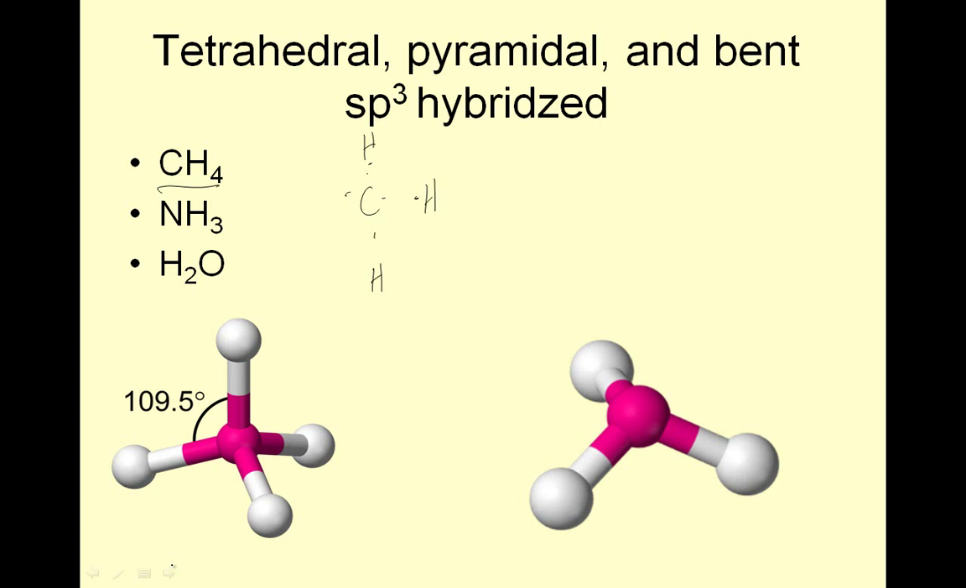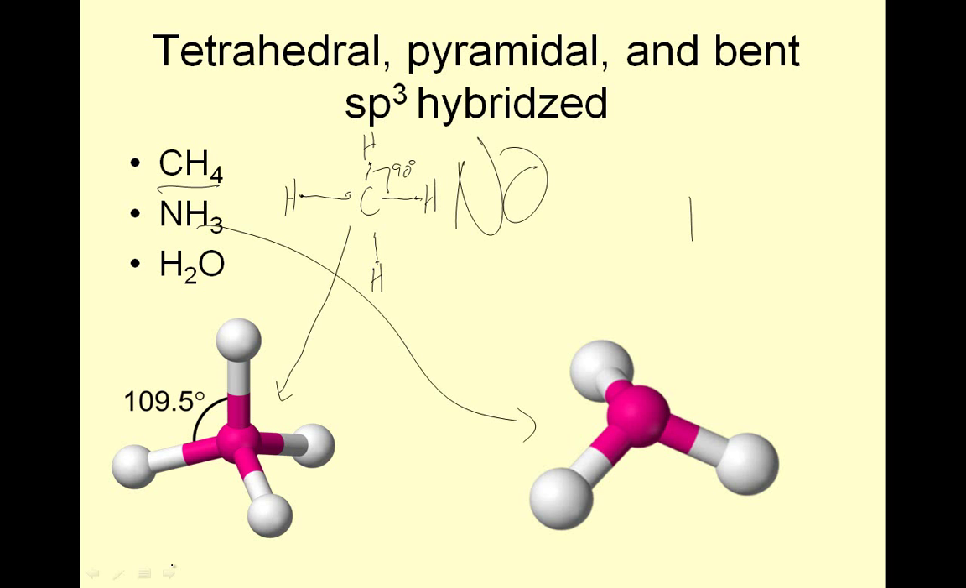Now, SP3 hybridized means that I have 4 regions of negativity. Connect the dots. 4 regions. Notice my regions here are 4 bonds. That's why it's SP3 hybridized. When it adjusts its shape, the bond angle is 109.5. This implies that it's 90 degrees. It is not. No! It's 109.5.